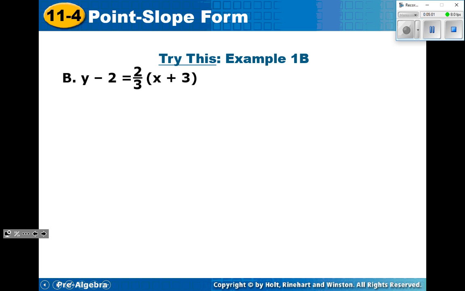Okay, let's go ahead and try this one. y minus 2 equals 2/3 times the quantity x plus 3. The slope should be very easy to spot. And then the point on the line: notice it's plus 3, so we need the opposite of that, which is negative 3. And here the minus is there, so we just pull the 2 out. That's pretty much all there is to it.